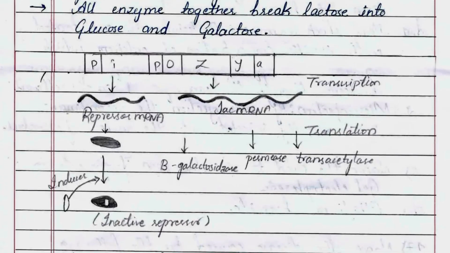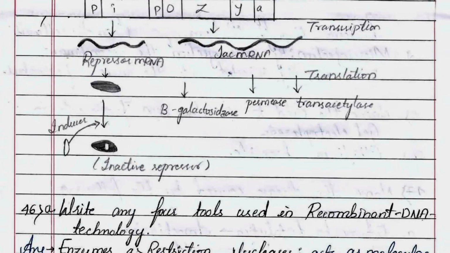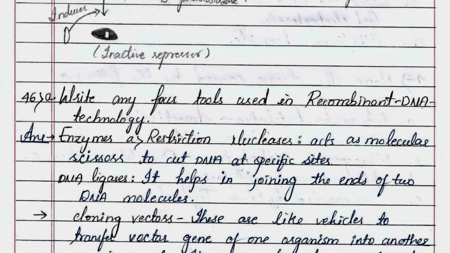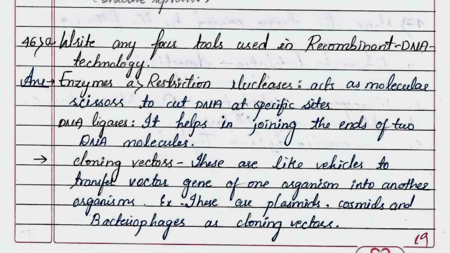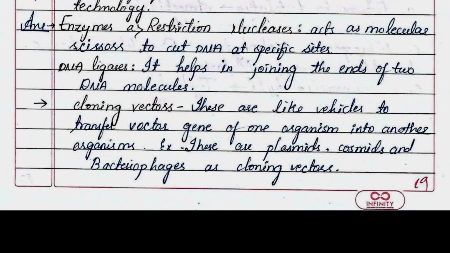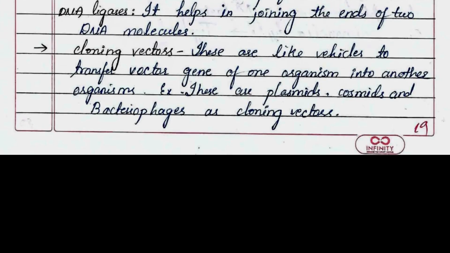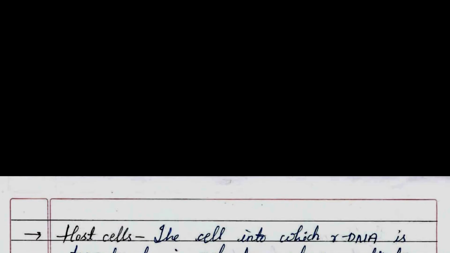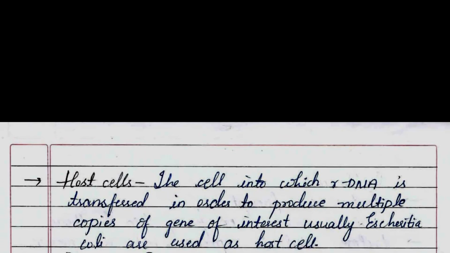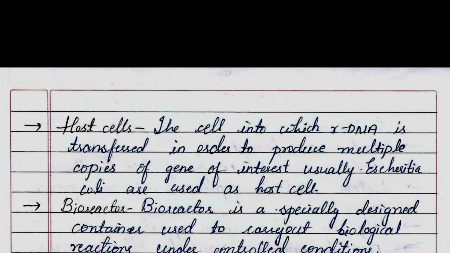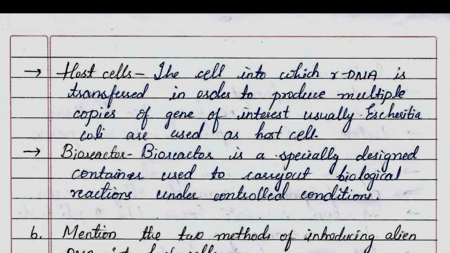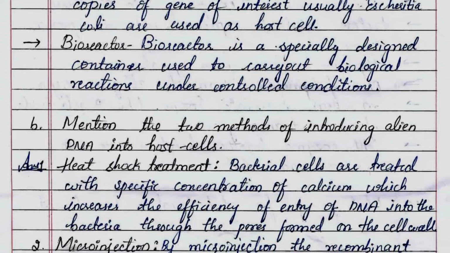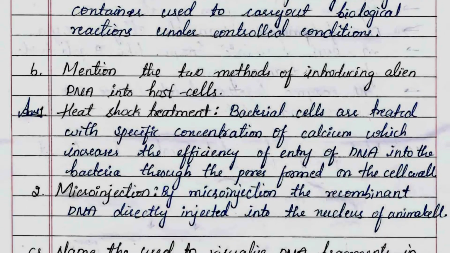For 46th question, in this A is write any 4 tools used in recombinant technology. Here is the answer: enzymes, restriction nucleases, DNA ligase, and the second is cloning vectors, host cells and bioreactor. B question is mention the two methods of introducing alien DNA into host cells. The two methods of introducing alien DNA into host cells are heat shock treatment and microinjection.